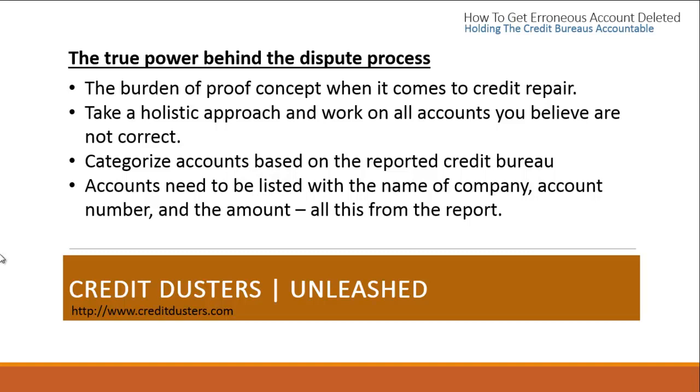Let's say, for instance, we have an address that's wrong, a bankruptcy that should have been deleted already, a few collections that we're not sure what they are, and we're going to put the burden of proof back onto the credit bureaus to try to sort that out. It's not up to us to sort that out. It's up to them. And so we're going to put all of that on in one letter, one piece of paper. So we're going to categorize those based on the credit bureau that is reporting it.